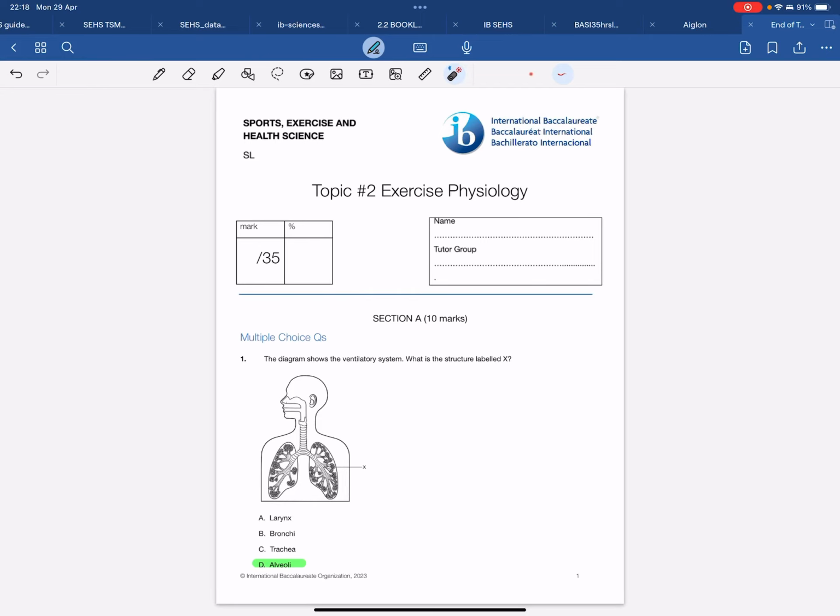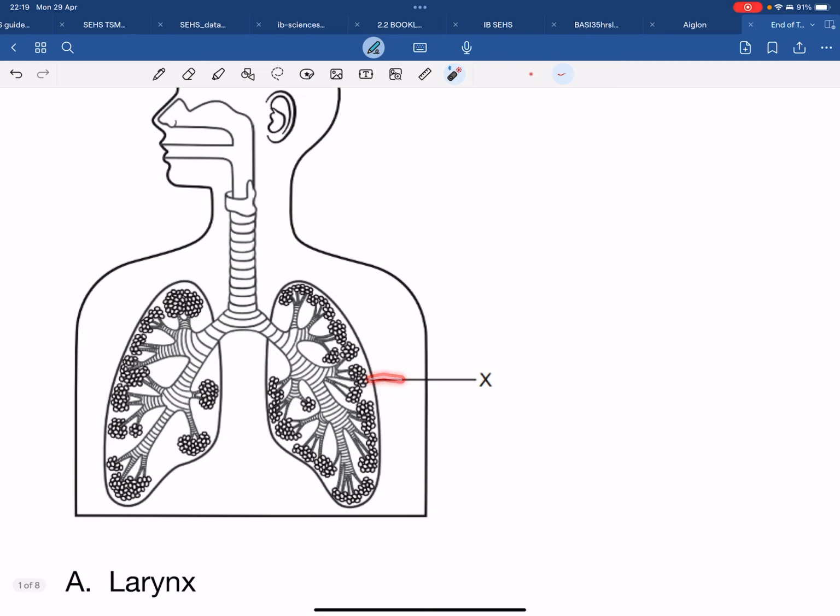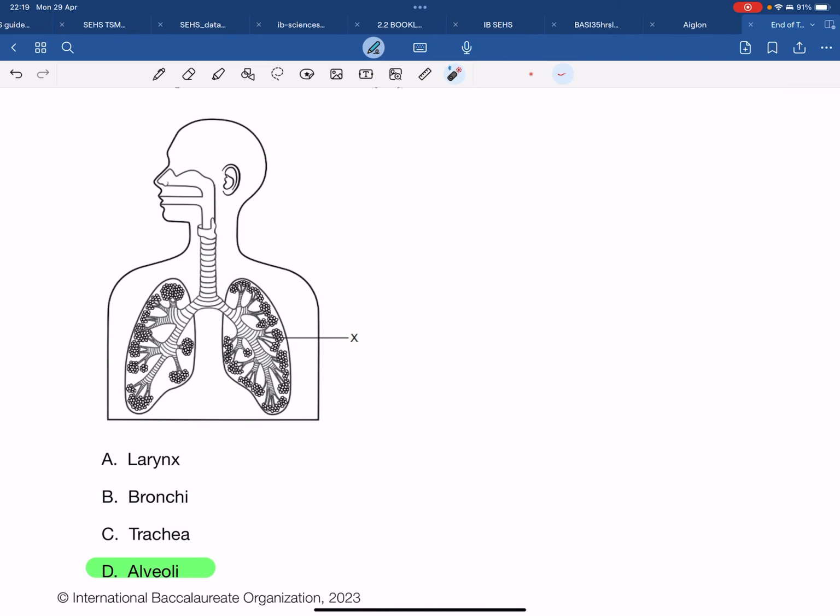First question is obviously quite knowledge based. It's looking at the principal structures, the key structures of the ventilatory system. Yes, some of you found it difficult to identify where this line was going, but if it had been pointing to one of these things here or to one of these things, that would be the bronchioles, and it's not even on the list. So the bronchi are the big ones. The trachea is the pipe, and the larynx is up here. So it has to be the alveoli.